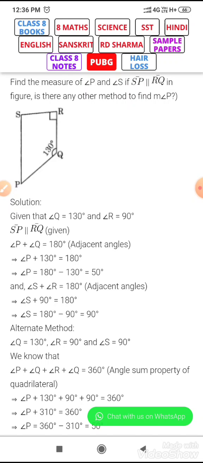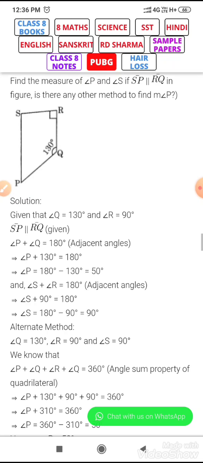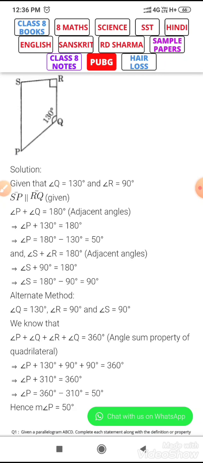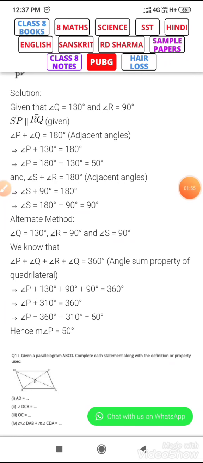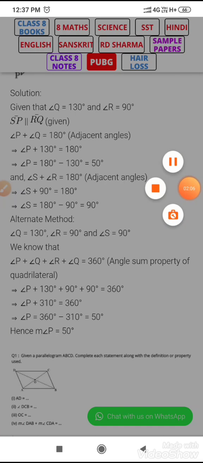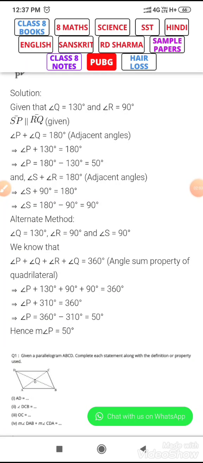Put the value of Q here, and from here we can calculate the value of angle P, and the value of angle P is 50 degrees. By applying the same method, we can find the value of angle S, and the value of angle S is 90 degrees. An alternate method for finding the measure of angle P is using the angle sum property of a quadrilateral. By using this property, we can find the measure of angle P.